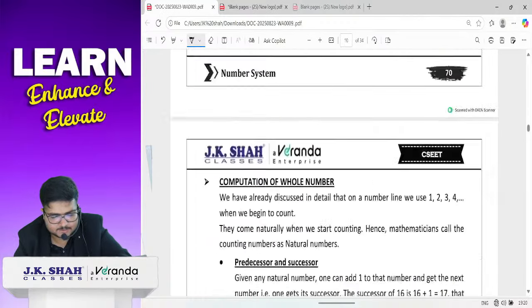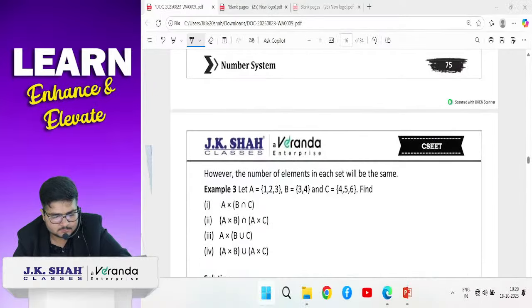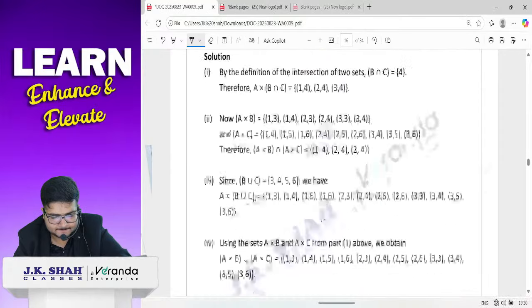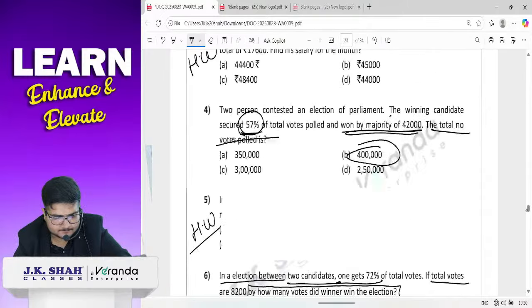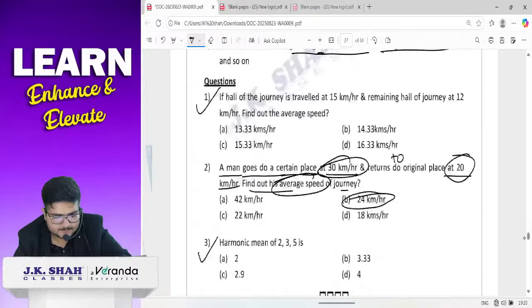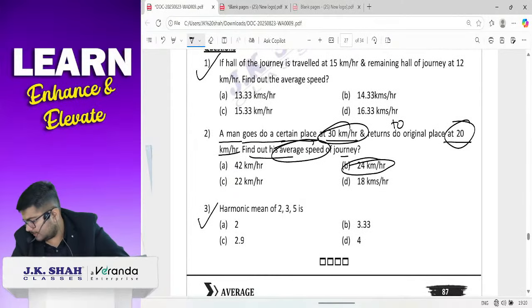Let us move forward to the next. I hope you understand harmonic mean. Do you want me to repeat anything? You can tell me if you want anything on repeat, right?